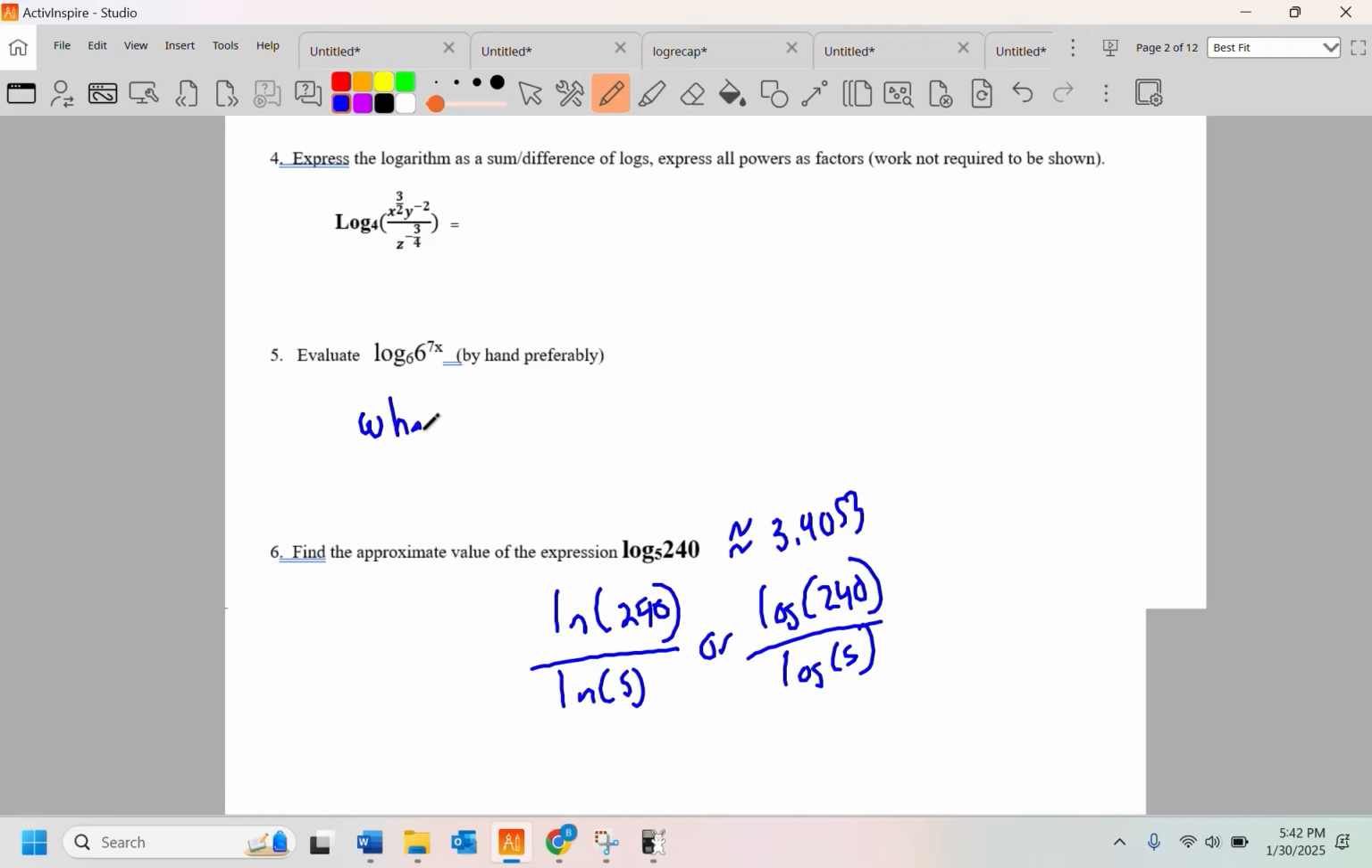This says, what power of 6 equals 6 to the 7x. In other words, it's saying 6 to something is 6 to the 7x. And the solution is obviously obvious. It's 7x. That's the answer.